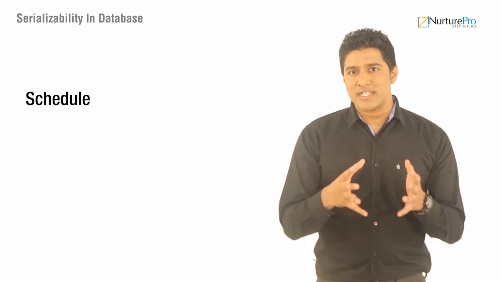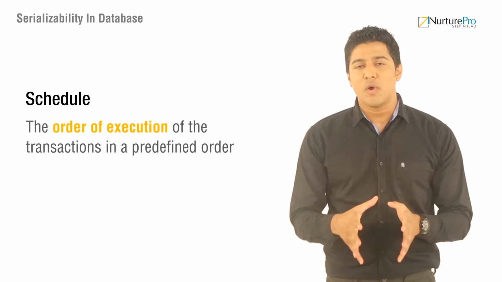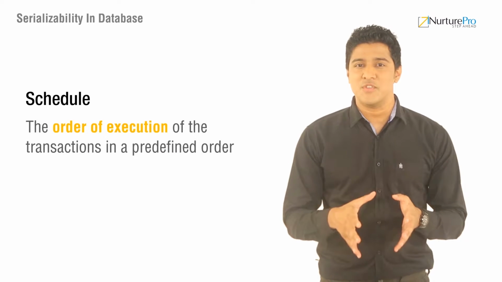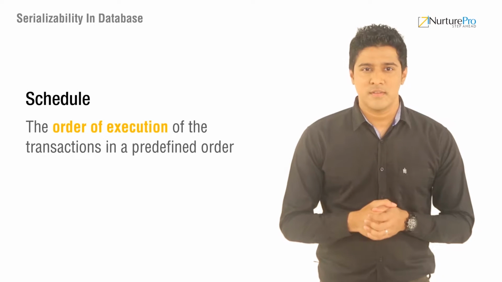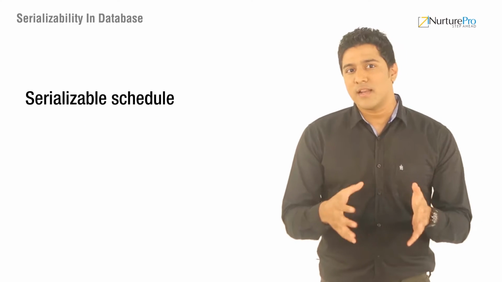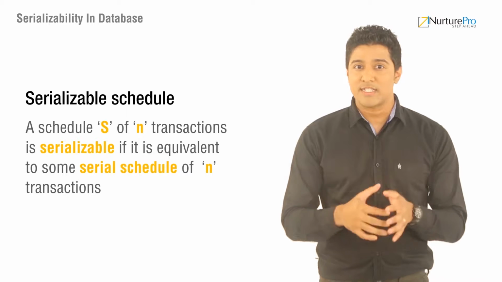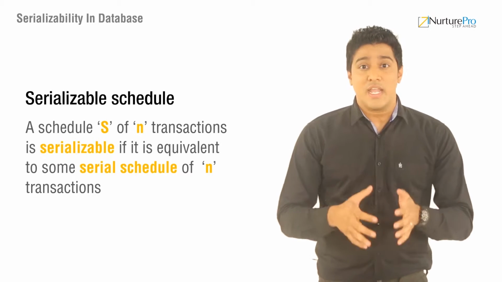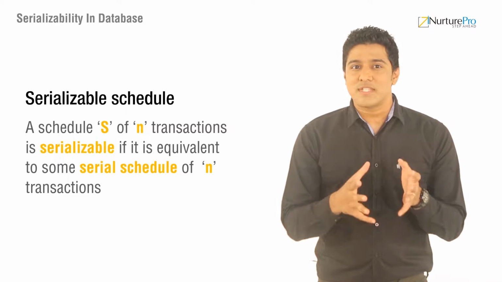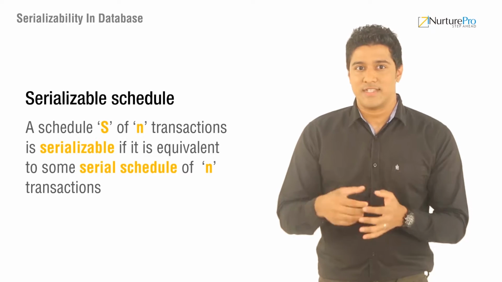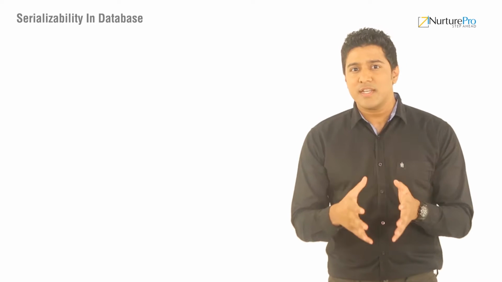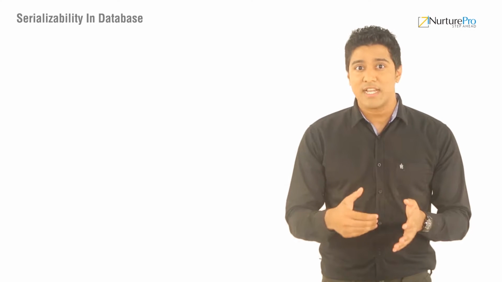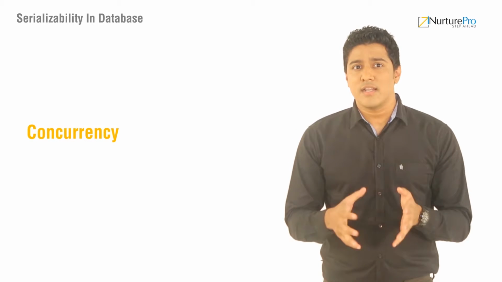So what do you mean by schedule? It is the order of execution of the transactions in a predefined order. Now let us see what is serializable schedule. A schedule S of n transactions is serializable if it is equivalent to some serial schedule of the n transactions. Since serial schedule executes the transactions sequentially and it does not allow concurrency, serializable schedule was introduced.